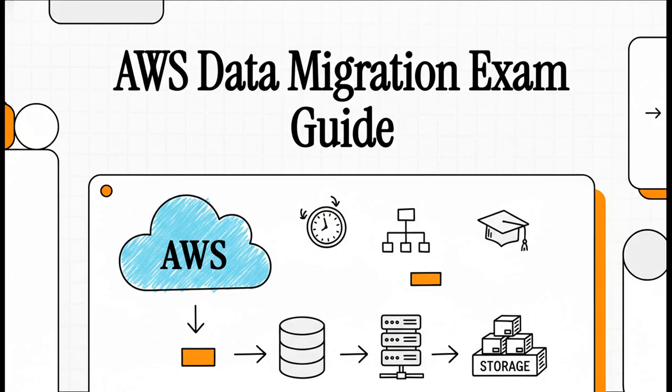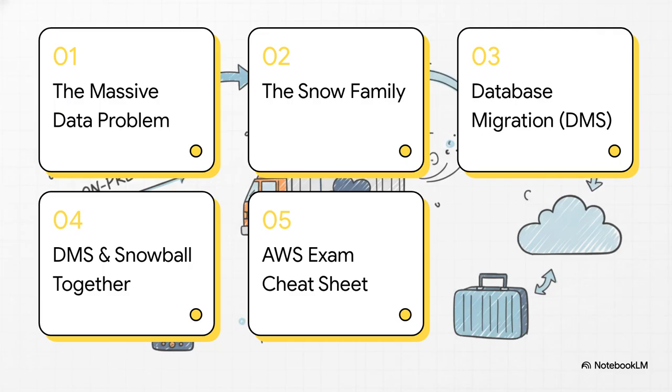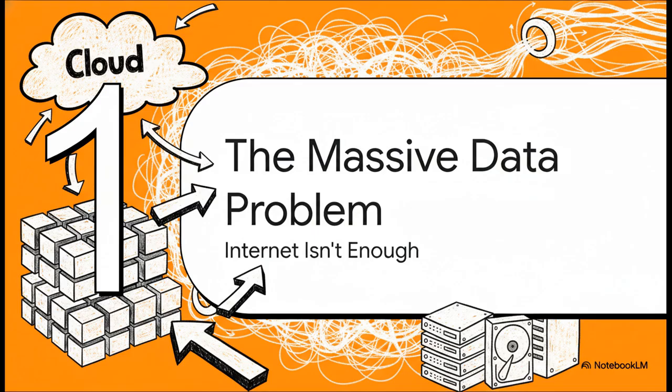Let's get into it. All right, here's our game plan. First, we'll get a handle on the core problem, why moving huge amounts of data is so hard. Then, we'll look at the two big solutions, physically shipping your data with the Snow Family and migrating live databases online using DMS. We'll even see how they can team up. And we'll wrap it all up with a super simple cheat sheet to make sure this all sticks for your exam.